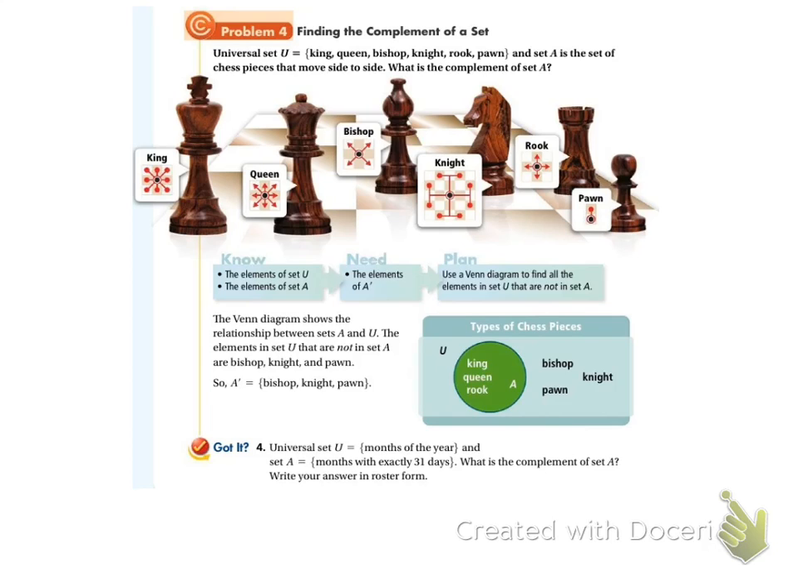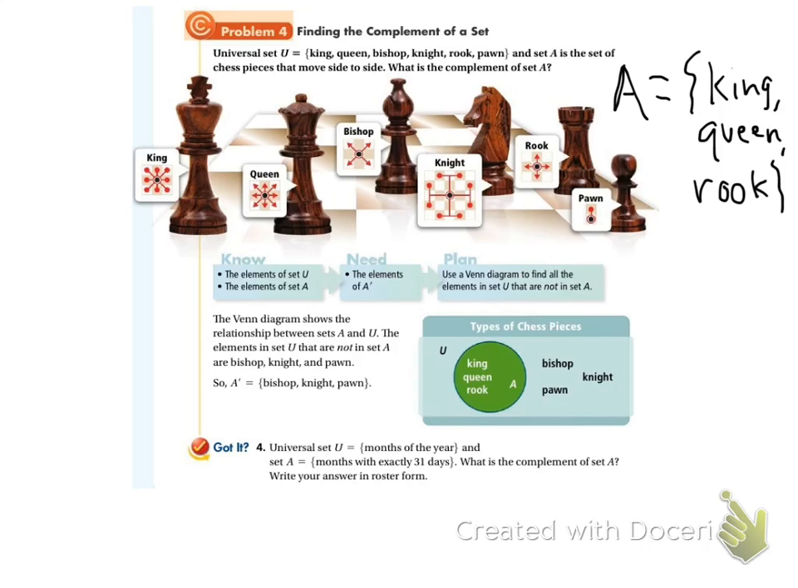So let's look at this example. If my universal set was king, queen, bishop, knight, rook, and pawn, and set A is the set of chess pieces that move side to side. So A is, well, the king can move side to side, and the queen can move side to side, and the rook can move side to side. So that's my set A, right? They told me that it was a set of chess pieces that move side to side.